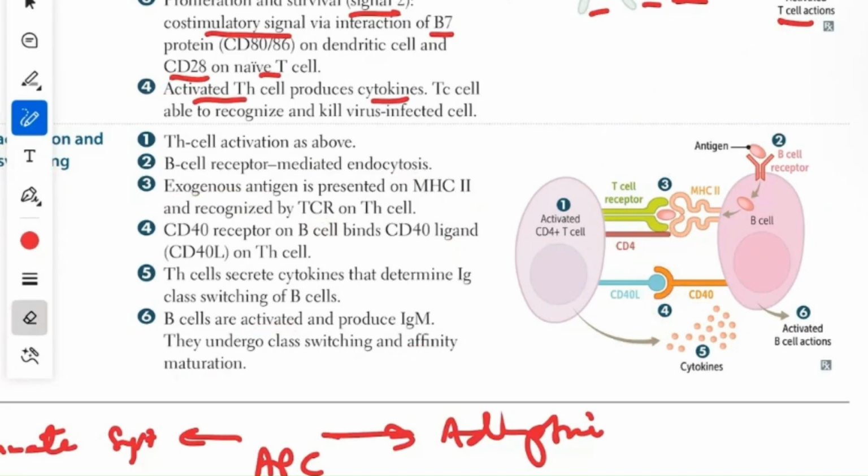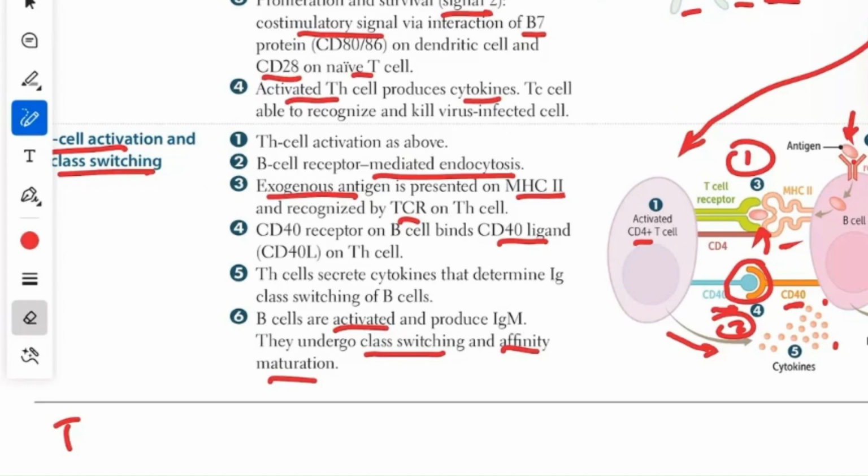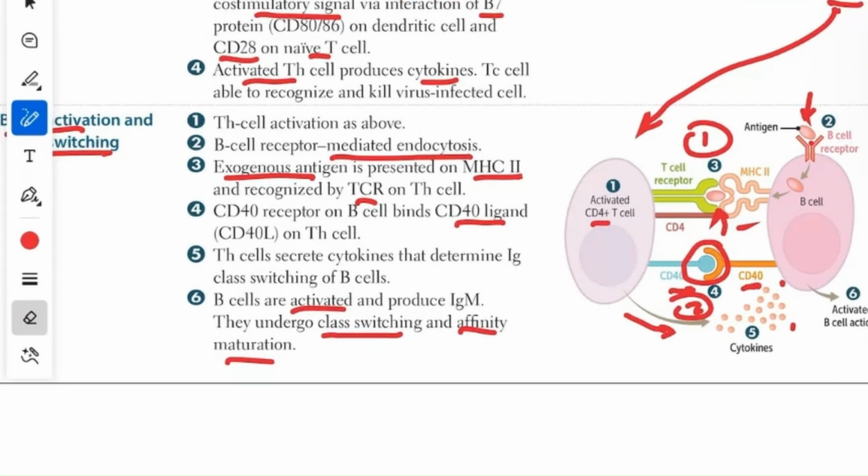So let's talk about this now. What do we mean by class switching and affinity maturation? Mind you, this is all happening in the lymph node. I said B cells are located in the lymphoid follicles and T cells in the paracortex. So when these T cells are stimulated, they go to where the B cells are, interact with them, and stimulate those B cells to undergo class switching.